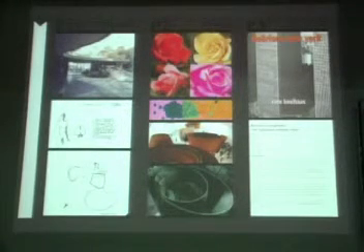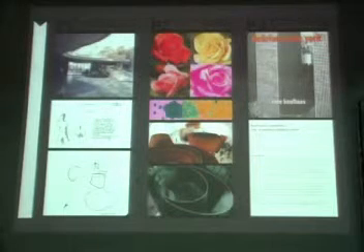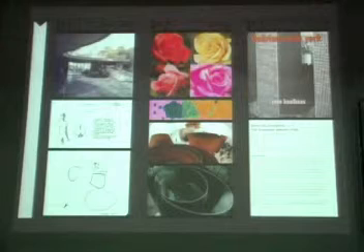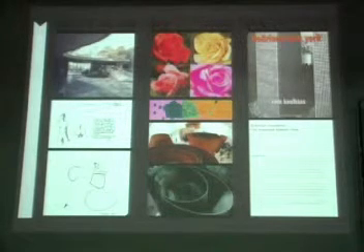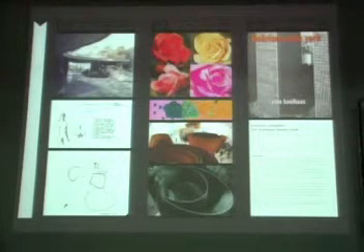So the way I'm going to do this is I'm going to look at 3 projects. These are student projects. These are projects that I was part of as a student. So I'm looking at 3 start points.